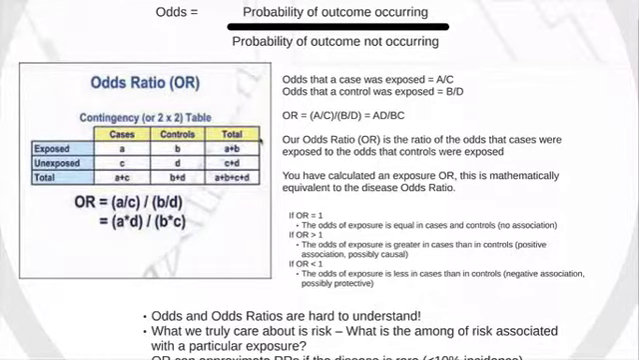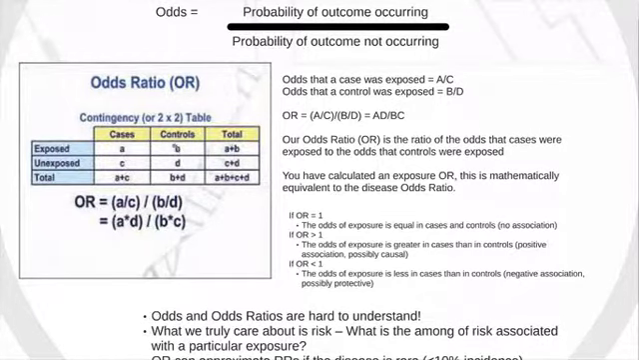Okay, so let's first calculate the odds that a case was exposed. The odds that a case was exposed are the probability that they were exposed, which is A, divided by the probability that they were not exposed, which is C. So again, if we were to calculate incidence, we'd be calculating A over A plus C. To calculate odds, it's just A over C.